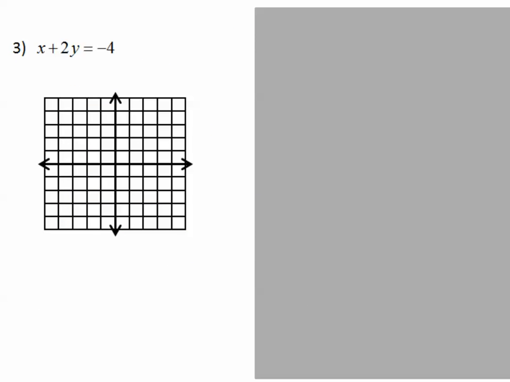Notice number 3 is in standard form. Sometimes we can do it by finding intercepts. Sometimes we can do it by solving for y. Sometimes we don't need to graph it and we just need to know the slope. And in that case, solving for y is the best approach.